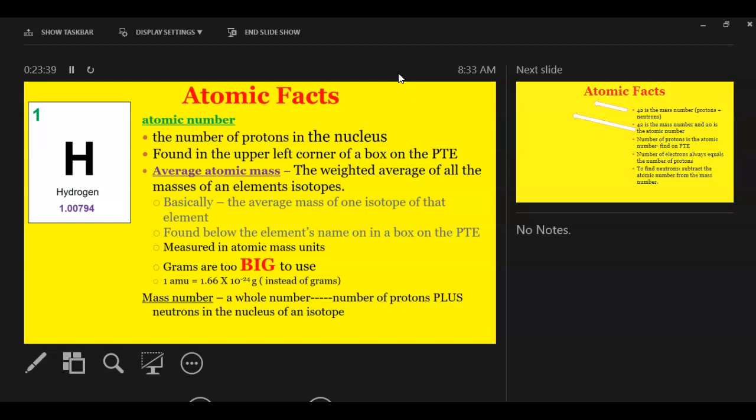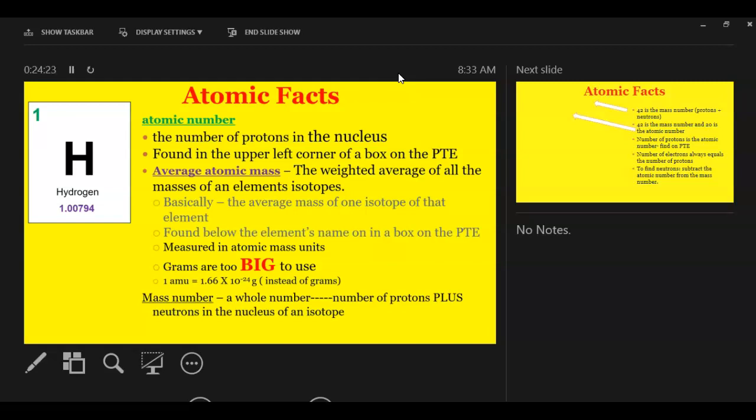So if I subtract my atomic number, which is the proton, 2 minus 1 is 1. Hydrogen 2 has 1 neutron. And if I subtract my 1 proton from hydrogen 3, how many neutrons does it have? It has 2 neutrons. Of those 3, which one is going to be the heaviest isotope? Louder? 3. Hydrogen 3 is going to be the heaviest because it has the most stuff in it, right? It has 2 neutrons and 1 proton.